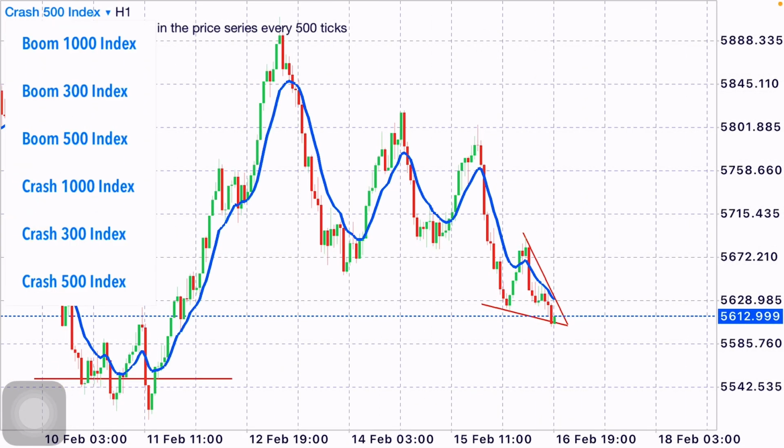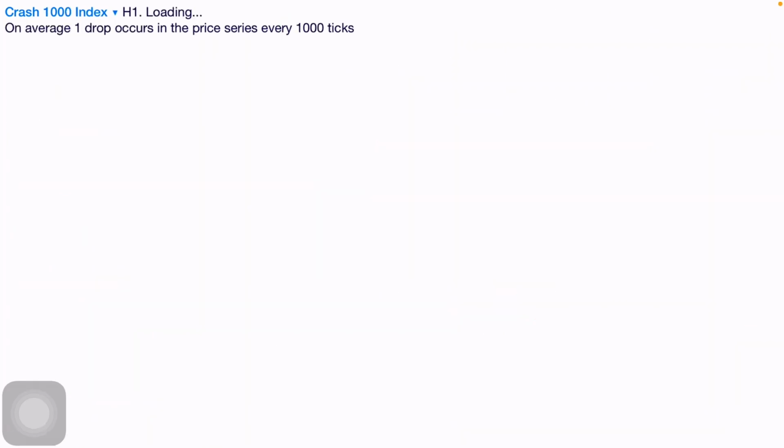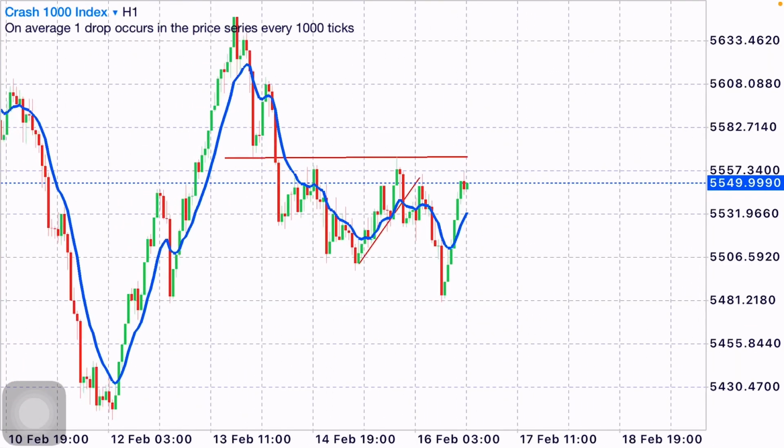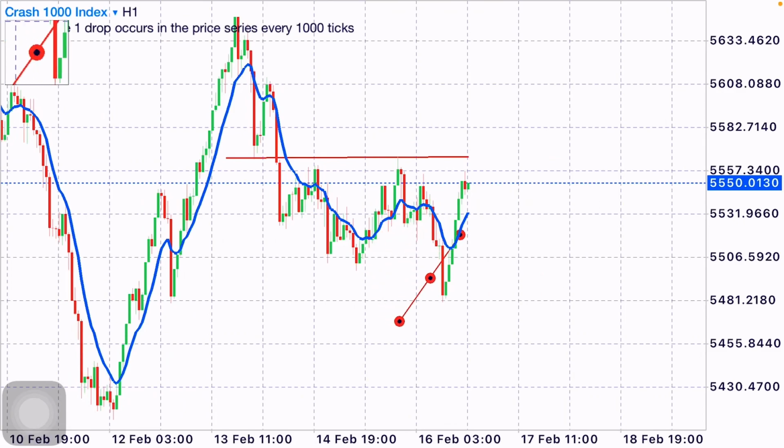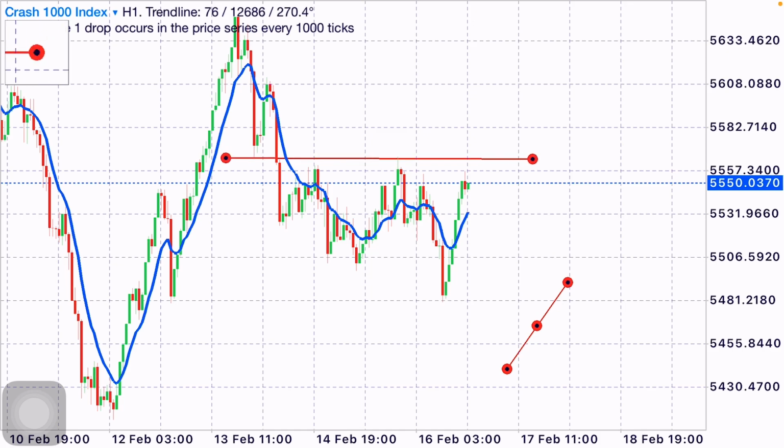So now let's check on Crash 1000. Okay, look at Crash 1000 now. Let's say we want to draw this trend line. This market has been touching this particular edge, where you have all these things like needles. It has been touching there and going back, touching there and going back. So that's the resistance point. If it crosses this place, it means it's a buy market.